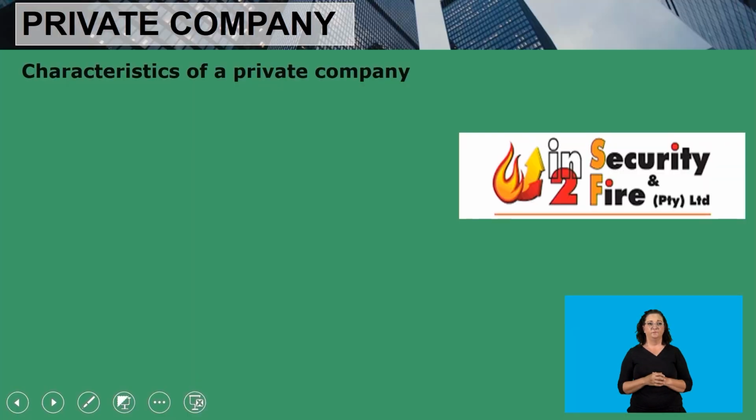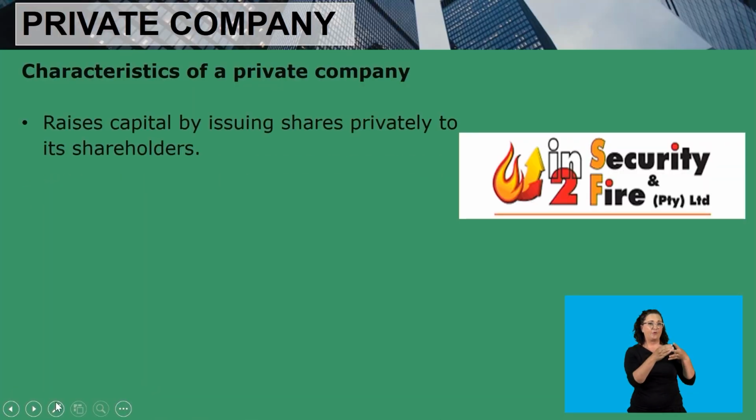Then let us look at the characteristics of a private company. It raises capital by issuing shares privately to its shareholders. So when a private company wants to raise capital, it issues shares privately to the existing shareholders, because it can't sell its shares to the public.